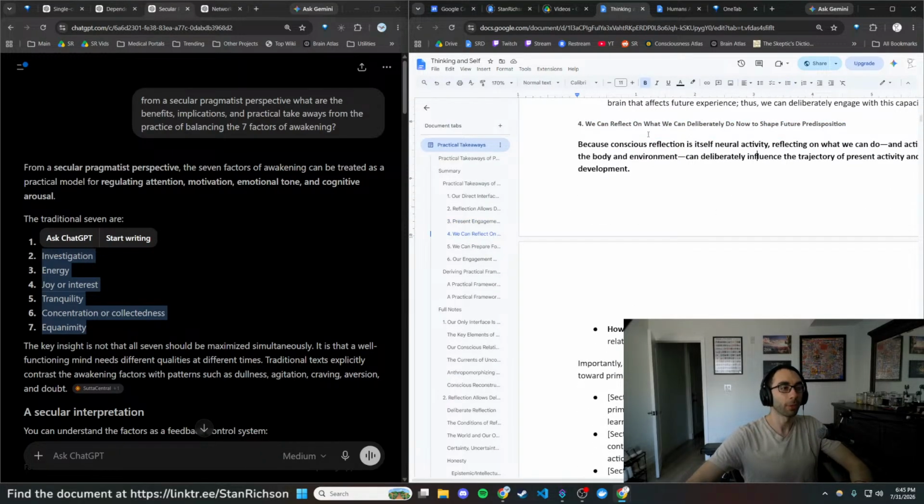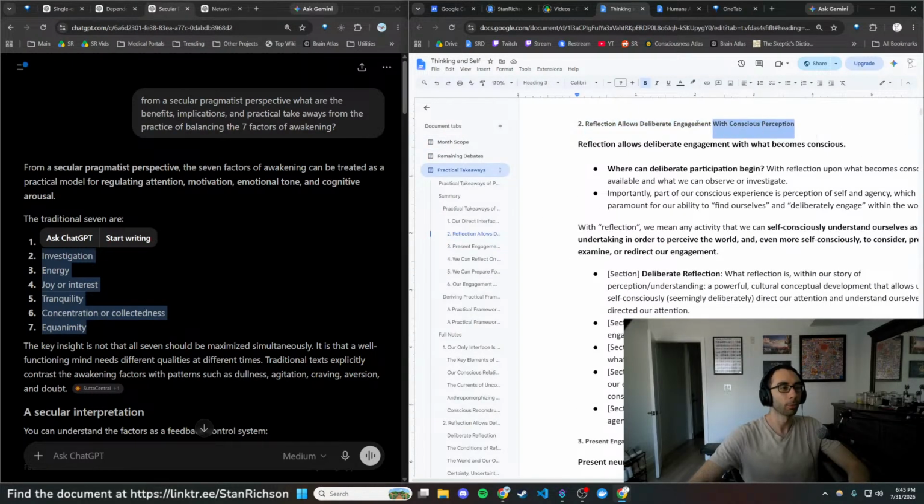Then we can reflect on what we can deliberately do now to shape future predisposition. All right, so that includes what we could be thinking about now, that's going to shape future predisposition, but also what we could do right now that would affect the environment or our body in a way that's going to affect our future. So the idea of reflection here, the reflection allows deliberate engagement with conscious perception.